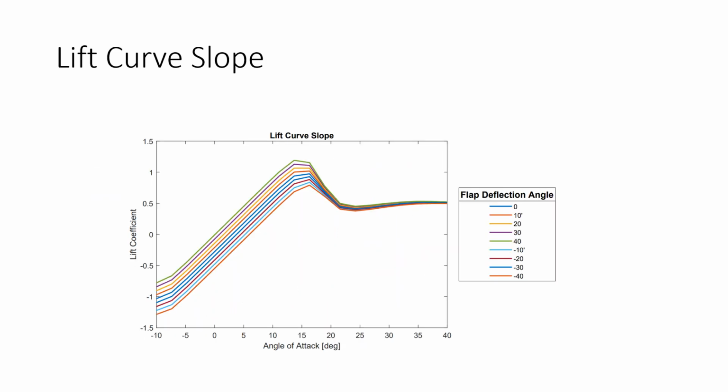This chart demonstrates how lift coefficient varies with angle of attack for different flap deflection angles. As the angle of attack increases, the lift curve slope increases up until an angle of 13 degrees, at which point the peak lift coefficient can be found. The lift coefficient is largest for a flap deflection of 40 degrees and is smallest for a flap deflection of minus 40 degrees. The maximum lift coefficient achieved is 1.2, which ties into a similar number which can be found in the Albatross handbook.